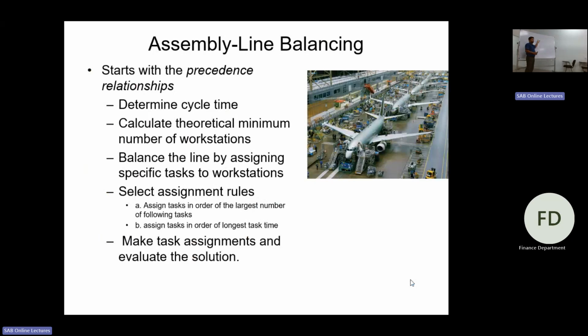What was the previous layout type we identified? Functional layout. Process-oriented layout. Here we see only one route, one path, but in the functional or process-oriented layouts, different paths.